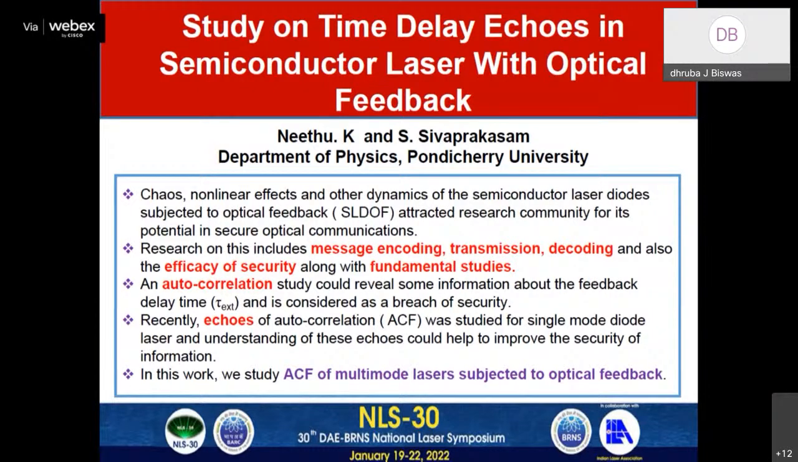My topic is the study on time delay echoes in semiconductor laser with optical feedback. Semiconductor laser with optical feedback has been an intense topic of research during the past two decades because of its application in secure optical communication. But the autocorrelation function, which can be retrieved from the output intensity, is considered a breach of security because it can reveal some information about the external cavity. So, in order to overcome this problem, we have to analyze the autocorrelation function and echoes of the autocorrelation function. And here we are studying the autocorrelation function for the multi-mode semiconductor laser with optical feedback.